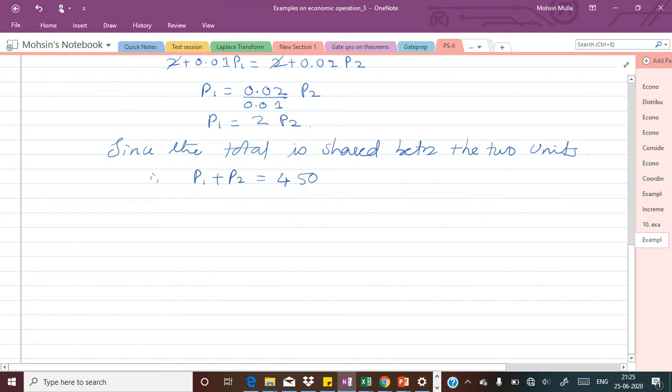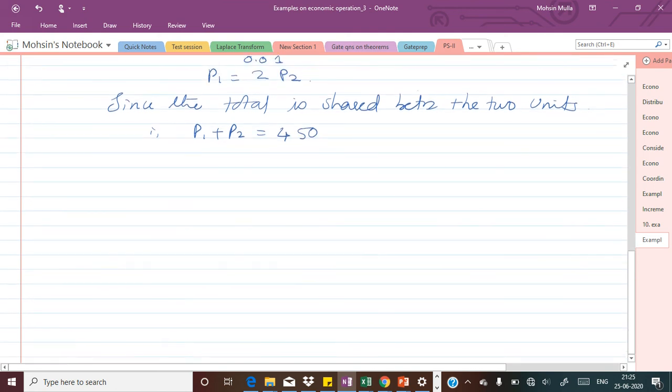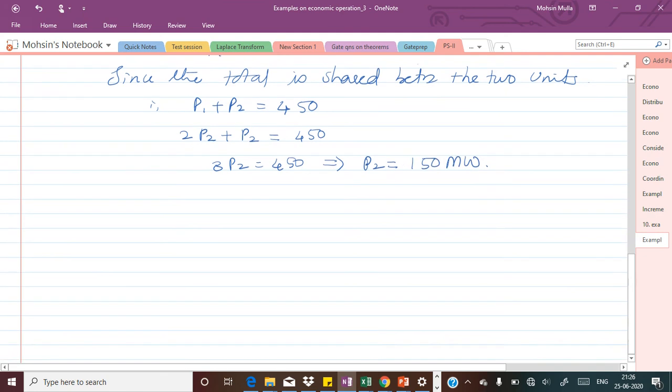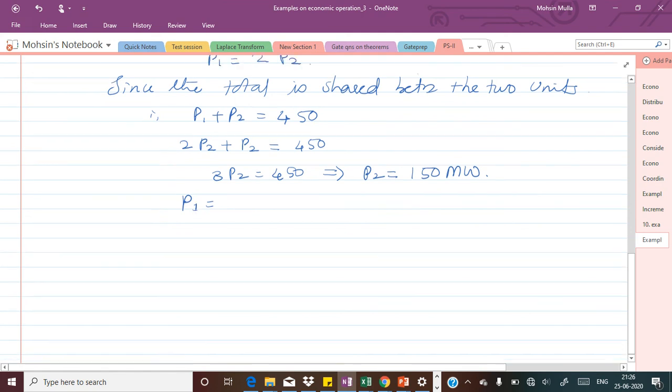Okay, so now to get individual values of the load, let us substitute for one of the values. P1 is already given in terms of P2, so let us just substitute that. So we'll get the P2 value first. P1 is substituted as 2P2, plus P2 equals 450. So therefore 3P2 is equal to 450. That indicates P2 is equal to 150 megawatt, or we can say that P2 is supplying 150 megawatt of load out of 450 megawatt.